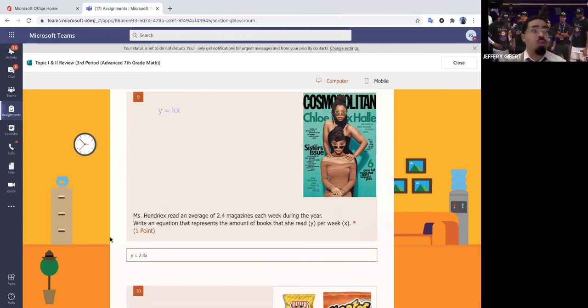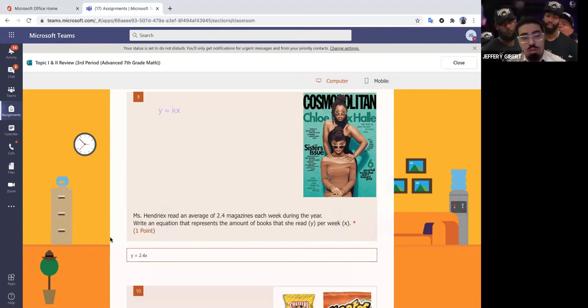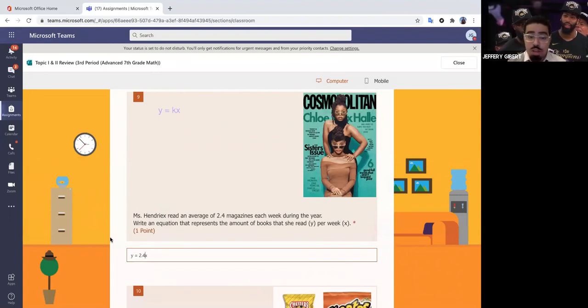So on this one, you didn't need to find the k. Like I was telling you all, they gave you the k in the problem. So all you got to do is just write y equals 2.4x. So on the test, you find the answer choice that says y equals whatever number is in the problem, x.